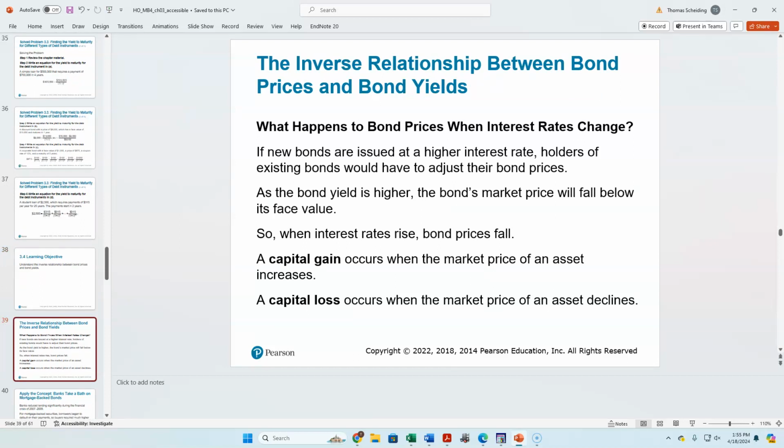Now, this becomes a pretty important topic, looking at the inverse relationship that exists between bond prices and bond yields. The question being, what happens to bond prices when the interest rate changes? Well, what we see is that if new bonds are being issued at a higher interest rate, then the existing bonds are going to have to adjust their prices. How are they going to change? Well, they're going to go down. I told you this earlier example, right?